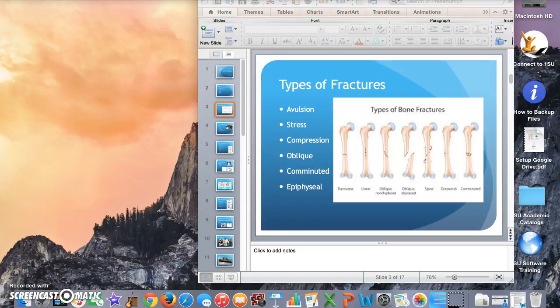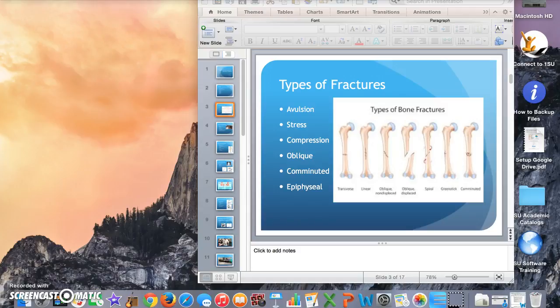An oblique fracture involves a rotational force acting on the bone, leading to a fracture crossing the bone at an angle. A comminuted fracture occurs through a blunt force crushing the bone into multiple pieces. This type of fracture requires surgery to repair. And an epiphyseal fracture is a fracture at the growth plates, and this occurs in adolescents because their growth plates have not ossified yet. Following this slide, we also found information on other fractures in the articles we researched.